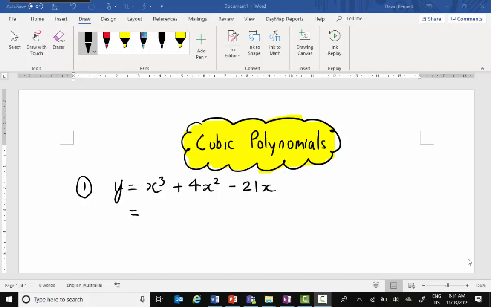Now we're going to be looking at cubic polynomials. We're going to be factorising these, and it's not going to be much different from what we would do if we had just a normal quadratic. So let's have a go at a couple anyway here.